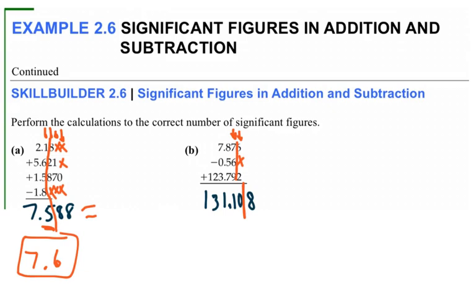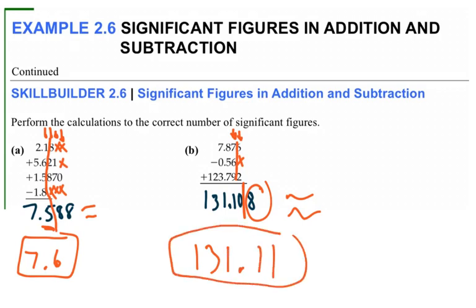So notice, always pay attention. After the last number, notice there's an 8 over here, which means that when we round, this is going to get bumped up. So when you round, this number is going to end up being 131.11.